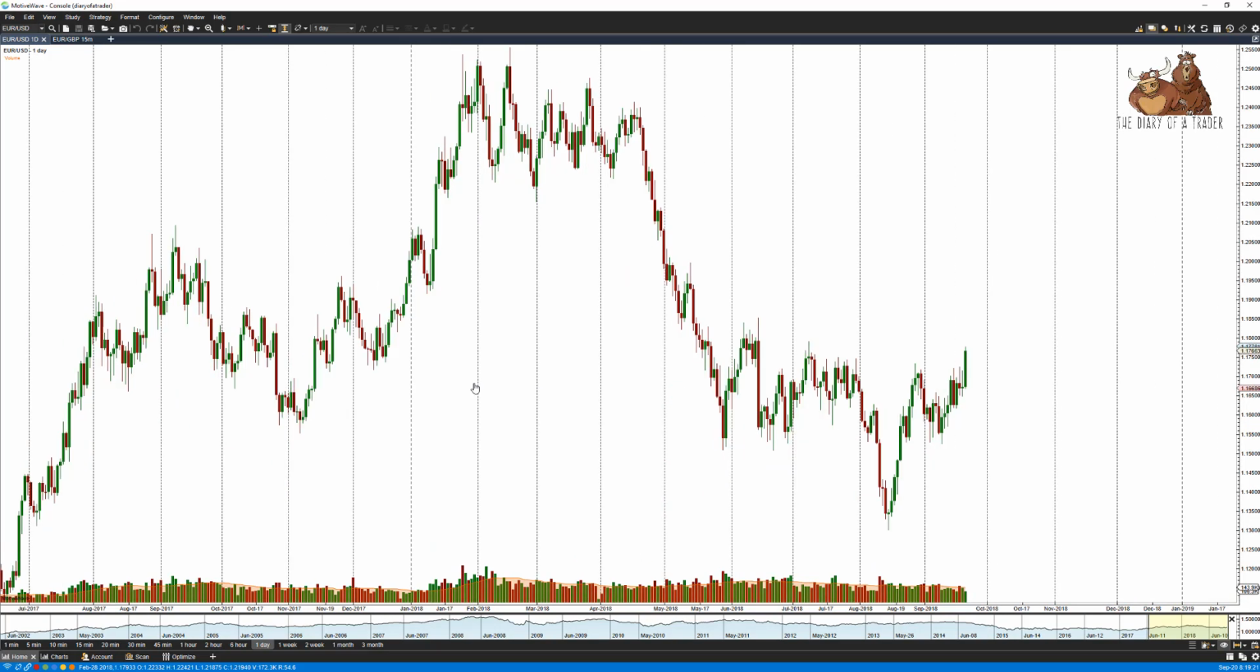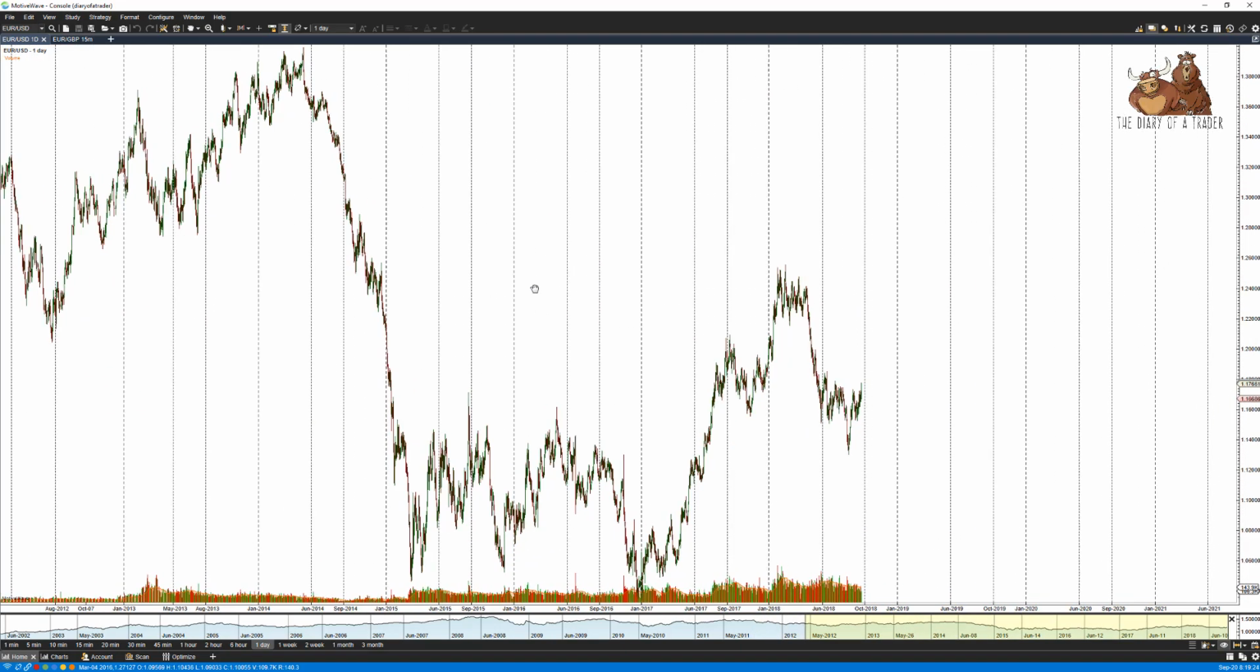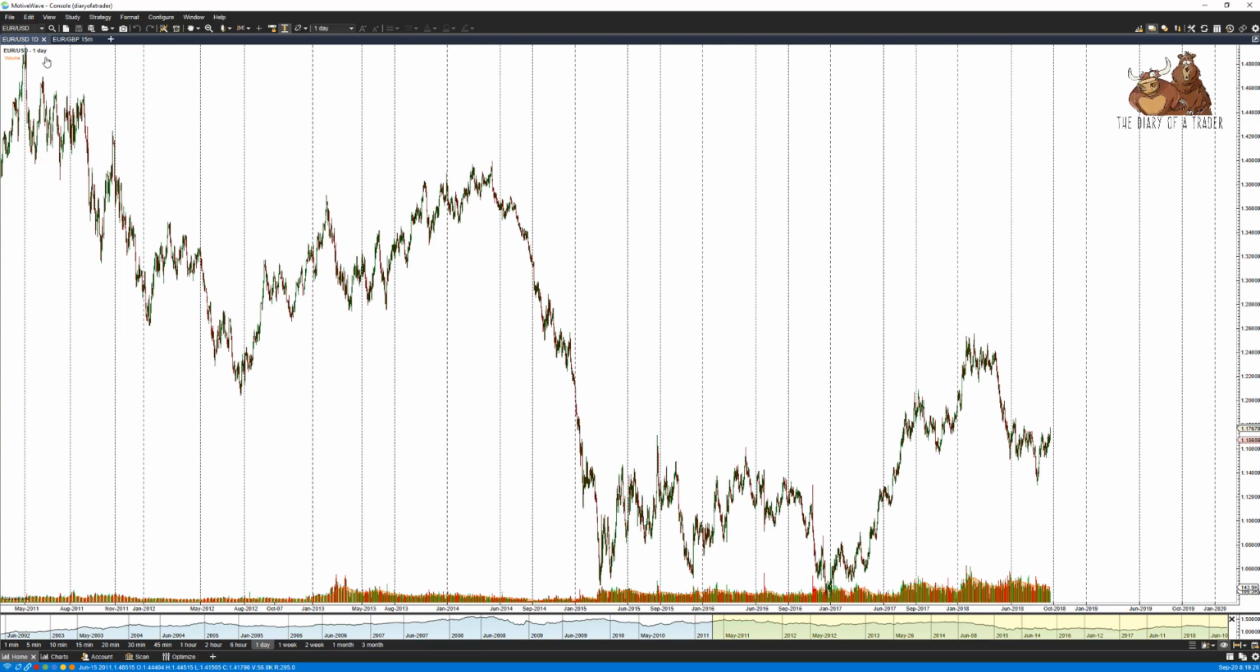Okay, now there's a couple ways you can do this. So if I scroll all the way out and I'm looking at this data, or if I go to a weekly, let's go to a weekly chart.